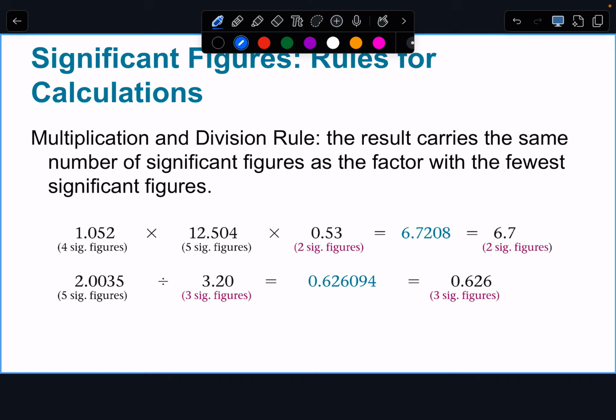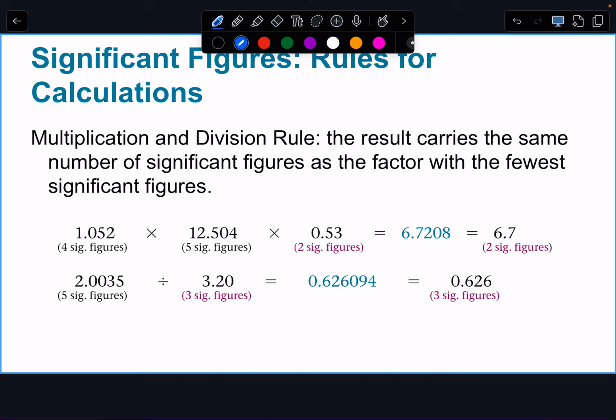So this one has 4, 5, and 2 sig figs. So our answer has to have 2 sig figs. So when they do the calculation, they cut it off at this point. It's not about the place value. And you can see that really easily here, because this one goes to the 100th place, but our answer doesn't. That's because this isn't addition subtraction.